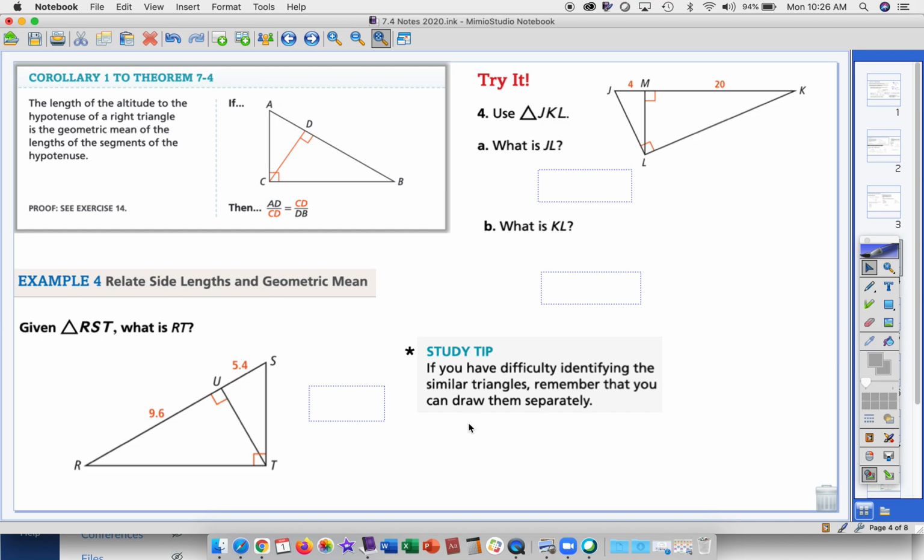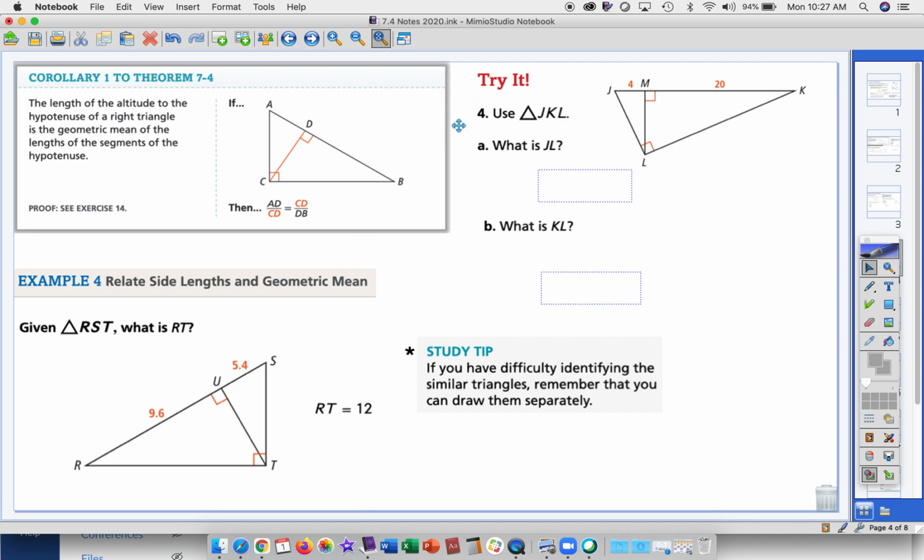Okay, and hopefully you read that study tip. Remember, if you're having trouble identifying the similar triangles and corresponding parts, you can always draw them separately. So hopefully you found that RT is equal to 12. Again, if you have any questions about that, you can certainly ask in class.